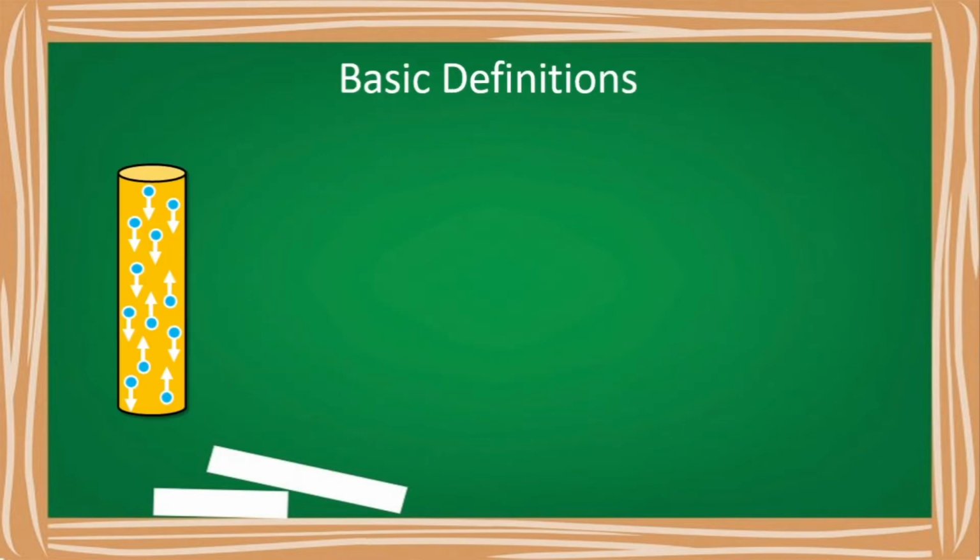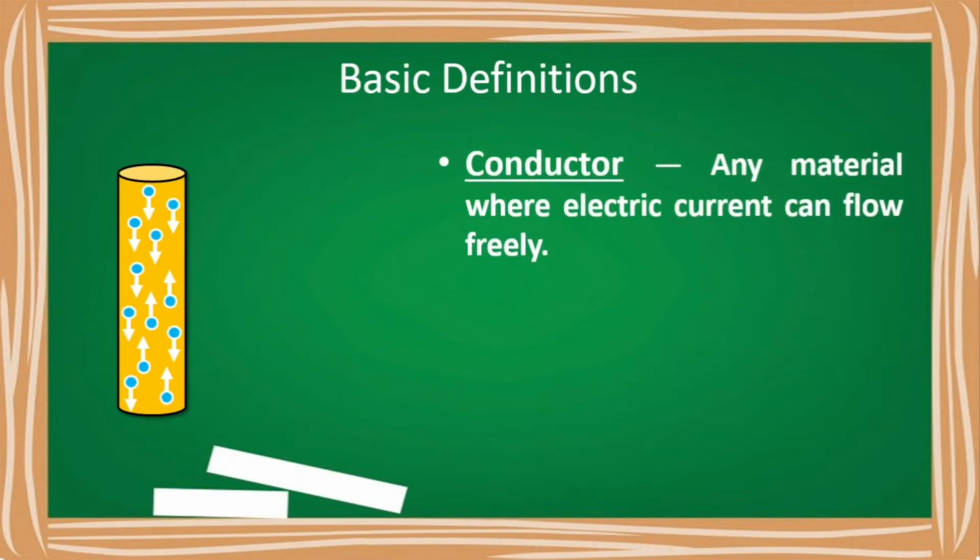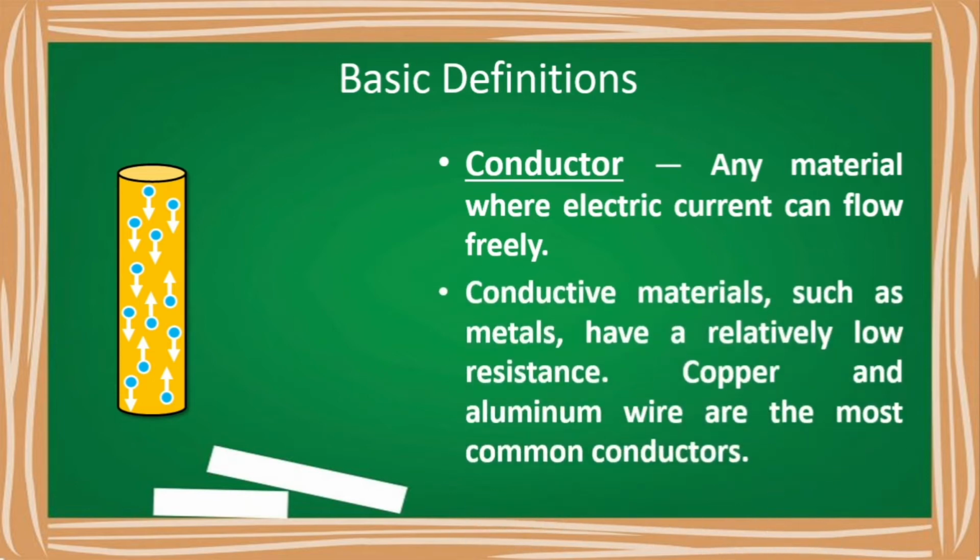Now starting with some basic definitions. Let us have a check on conductors. What are these conductors now? Conductors are the materials where electric current can flow freely or easily. So that is what a conductor is. If we take for example all the conducting materials such as copper and aluminium, they are all conductors. We often see them in our day-to-day lives in the form of wires.